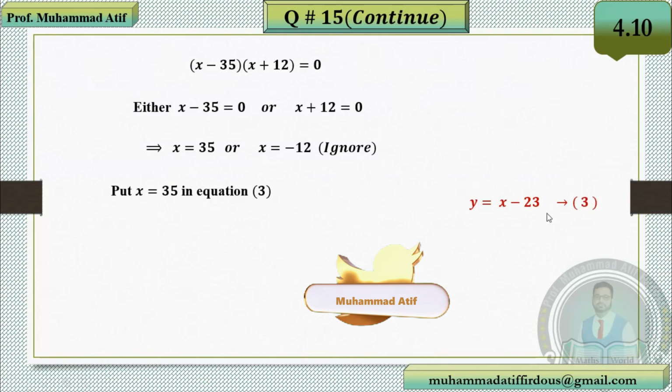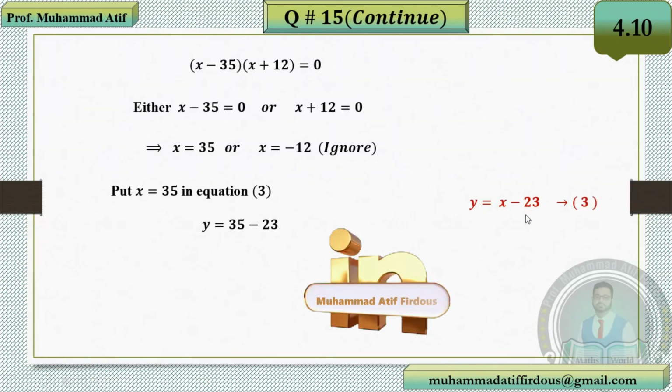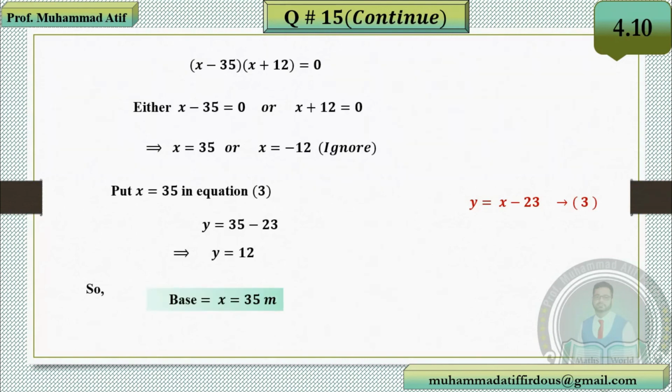And what was your equation number 3? y is equal to x minus 23. So just replace the value of x in equation 3. You have y is equal to 12. So what will be the base of the triangle? We supposed that x is equal to 35, and what is its altitude? It's 12 meters. So your required base is 35 meter and altitude is 12 meters.